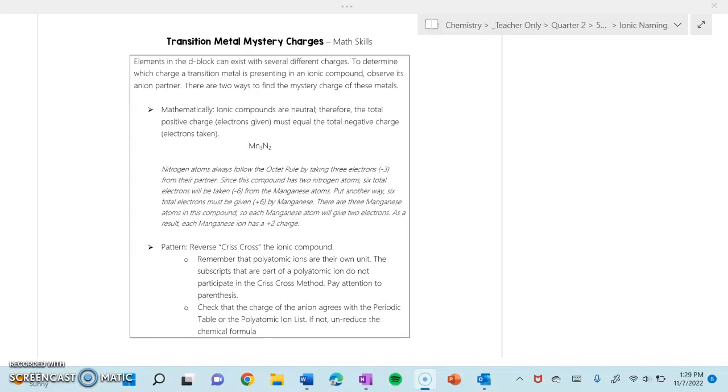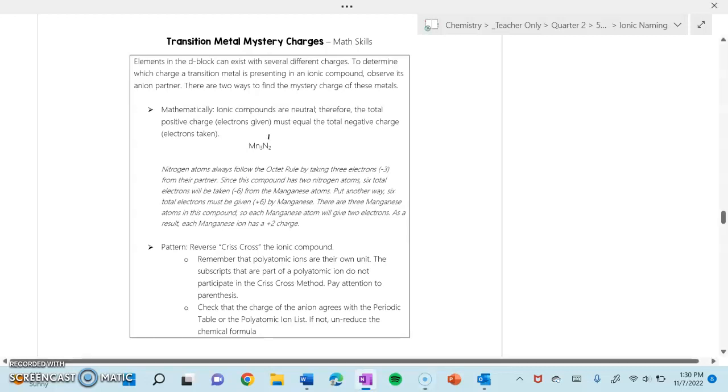Mathematically, what's happening is that ionic compounds are neutral, so the total positive charge, or the electrons given, has to equal the total negative charge, or electrons taken. So I have an example here. Mn3N2. If you look this up on the periodic table, you'll notice Mn is in the D block, so it does not have a set charge for us to find based on the pattern. But we do know that nitrogen has 5 valence electrons, so its charge will be -3, always.